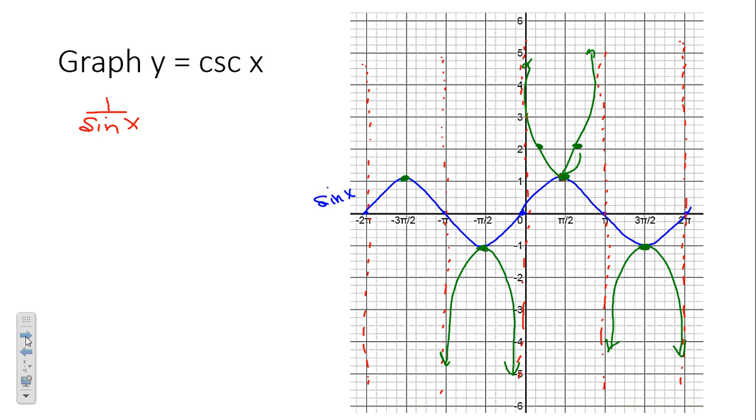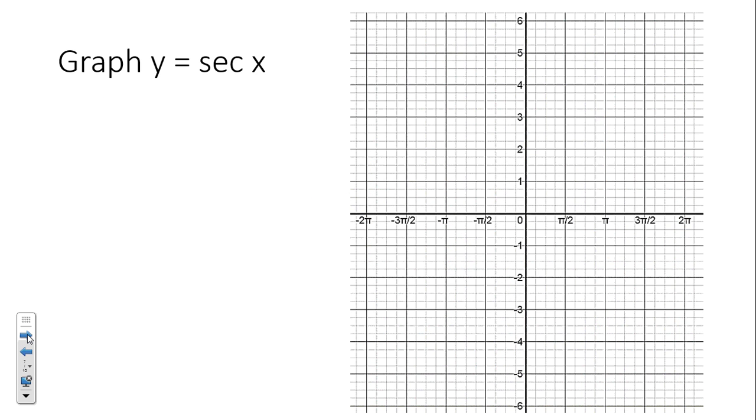So cosecant and secant are my favorite ones to graph once I know what sine and cosine look like, because they're fun and they're easy to sketch. But you've got to have the sine and cosine down. Okay, looks pretty. Everybody good with cosecant? What's the secant going to look like?